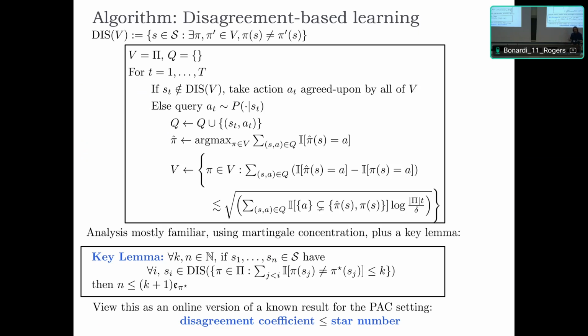I find this kind of interesting because you can view it as analogous to a known result from the analysis of disagreement-based PAC learning, where there's this inequality that the disagreement coefficient is bounded by the star number. And here we can view this as an online disagreement coefficient being bounded by the eluder dimension. If you read these two theorems together, it has that analogy.